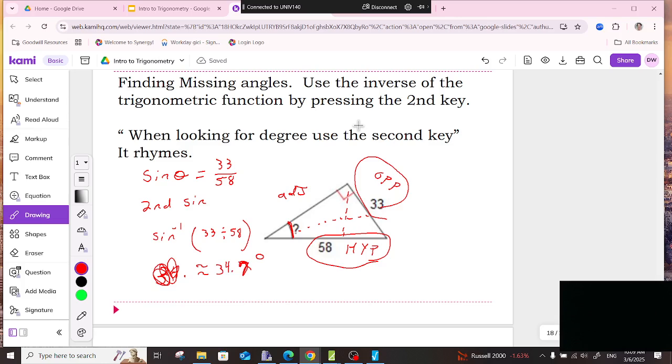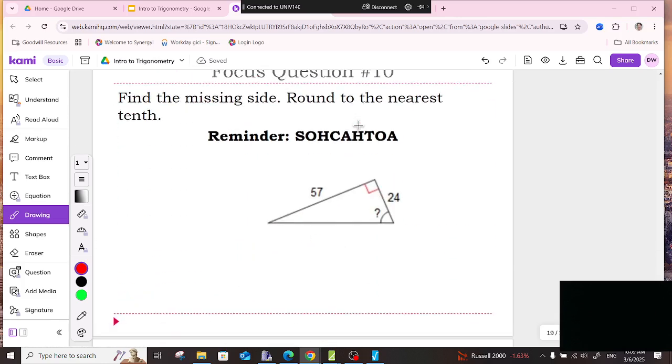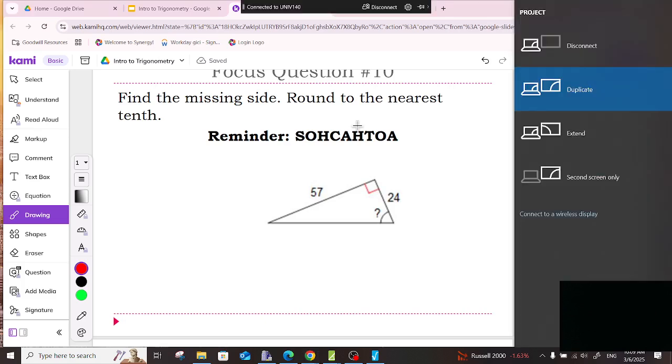You understand? Okay, everybody try and do number 10. And I will walk around and check to see if you get the right answer. And I'm going to pause this.